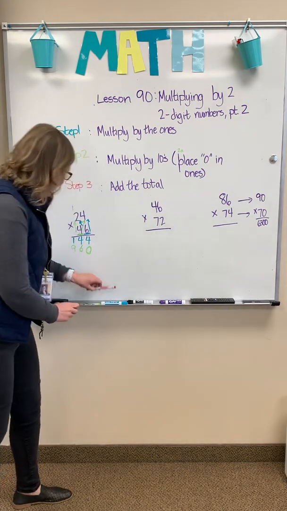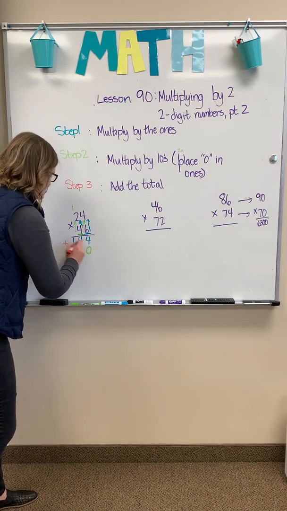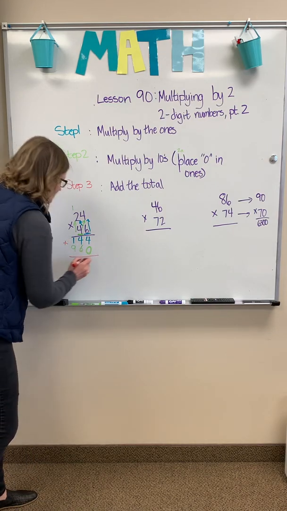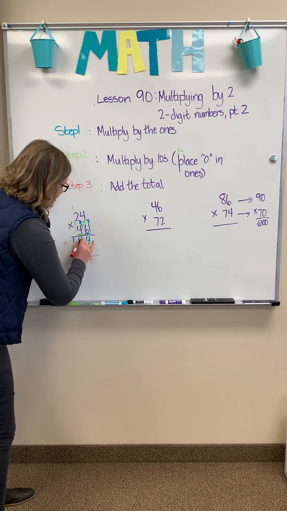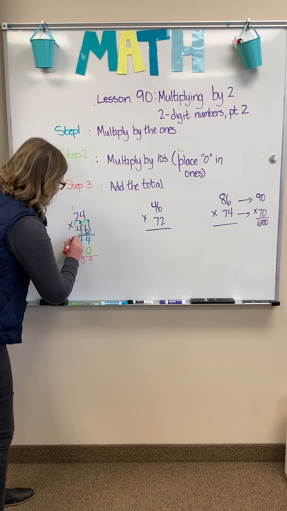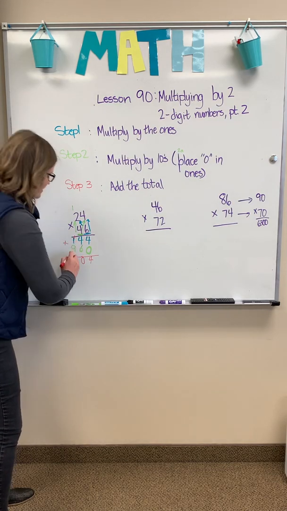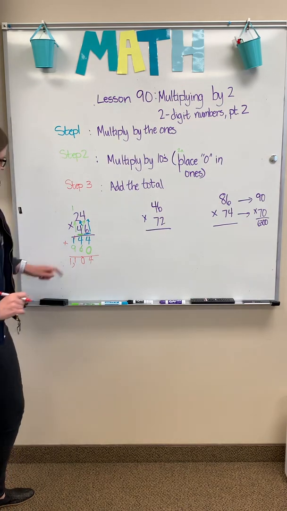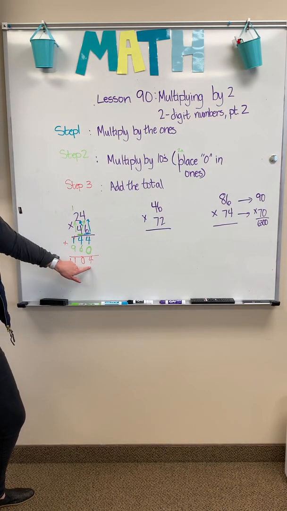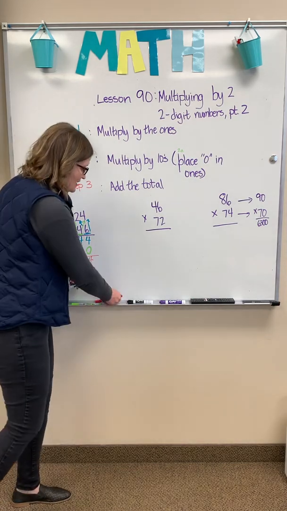And finally, we do step 3, which is we add these two amounts together. So 0 plus 4 is 4, 4 plus 6 is 10. Love that number. Carry a 1, we have 9, 10, 11, so 11. So our answer for this is 1,104.